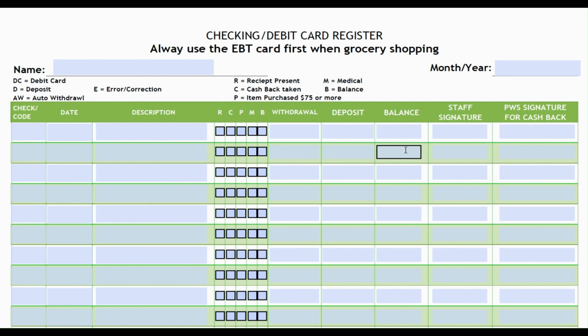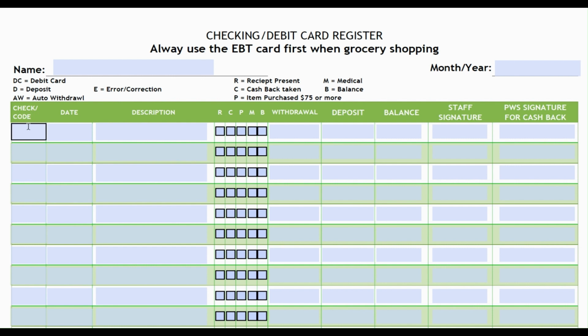And this balance has to always be filled in. It cannot be blank. This line is for staff to sign if you were the person that supported them with the transaction. And then if there's any transactions that have cash back, the person has to sign this column that indicates they're verifying and confirming that yes, you took out this cash and that it is in their possession.